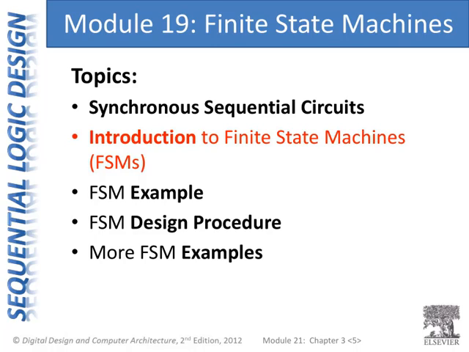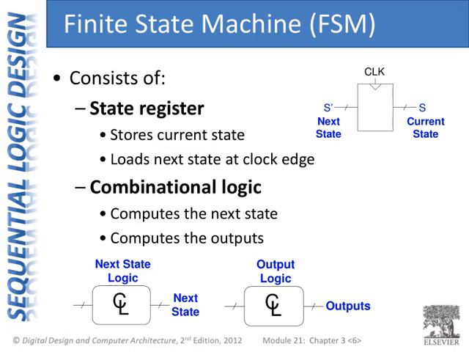Okay, so let's talk about this first kind of synchronous sequential circuit, the finite state machine, or FSM. FSMs consist of a state register. So here's our state register that contains the current state. It holds or stores that value. And this input on the left side is called the next state because at the next rising clock edge, that next state is going to become our current state.